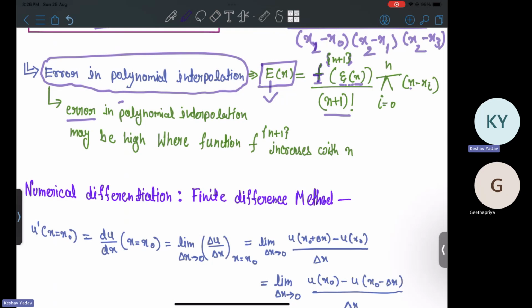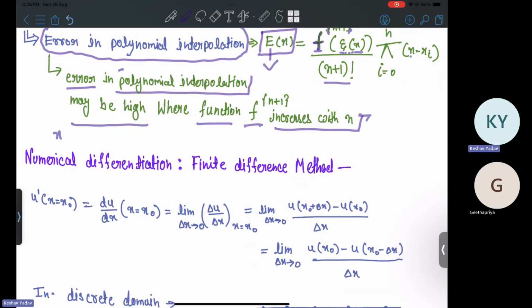What we have seen is that the error is proportional to the n plus 1th time derivative of the function. Which means this error in the polynomial interpolation may become high when the function's derivative increases with order n. Suppose we have a function whose derivative value increases as we do higher order differentiation. In that case, representing the function in polynomial form will lead to higher and higher error. So we need to choose these discrete points x0, y0 and x1, y1 carefully, such that these points are not close to the points where the derivative values are high.